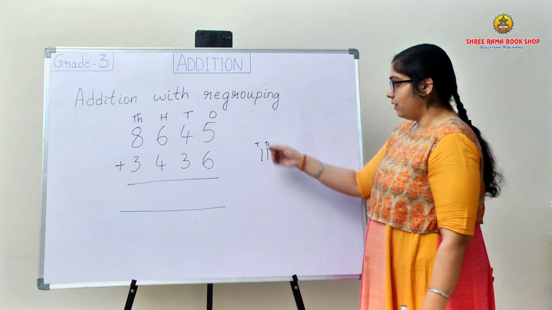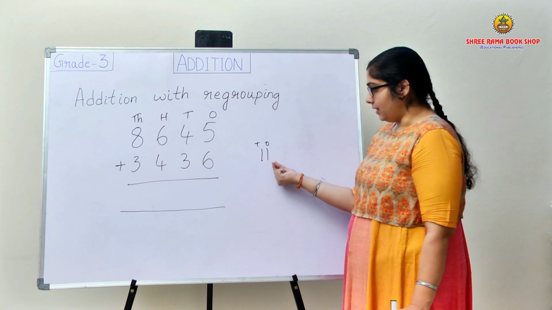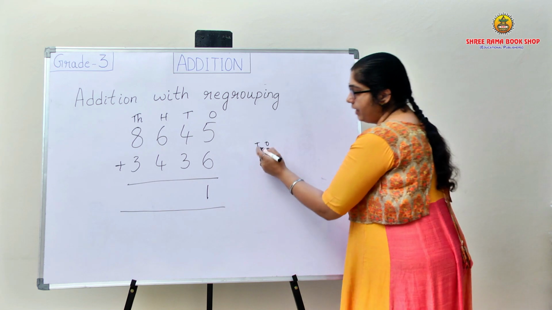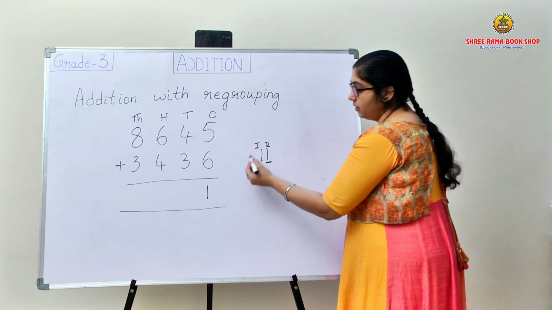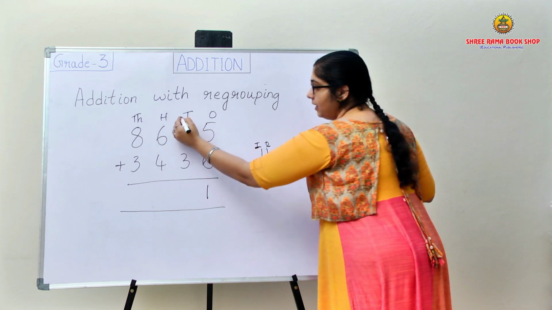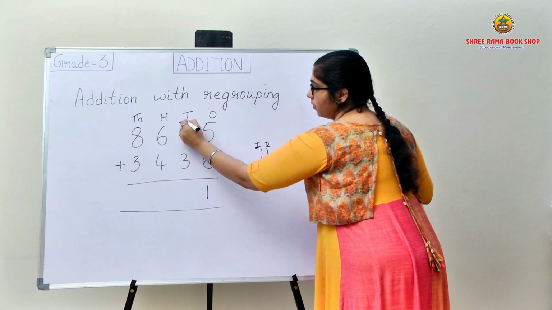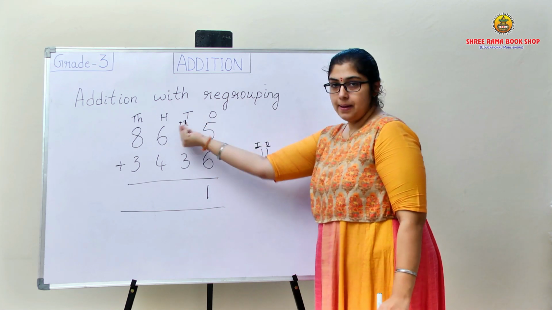So always when I add 2 numbers and I get a 2 digit number as the answer, then the digit which is in the ones place I will write here, and which is in the tens place I will add over here as plus 1, because 1 is over here in the tens place. I am writing it as plus 1.